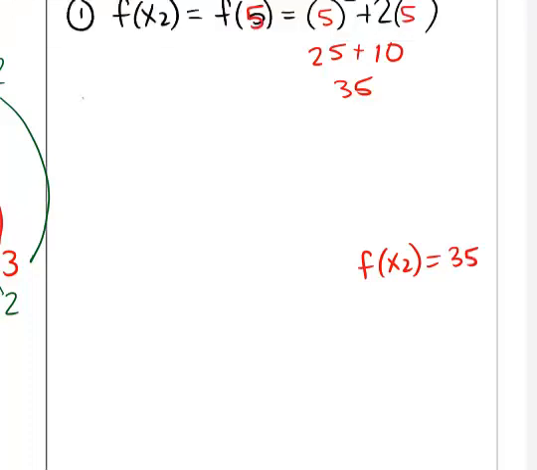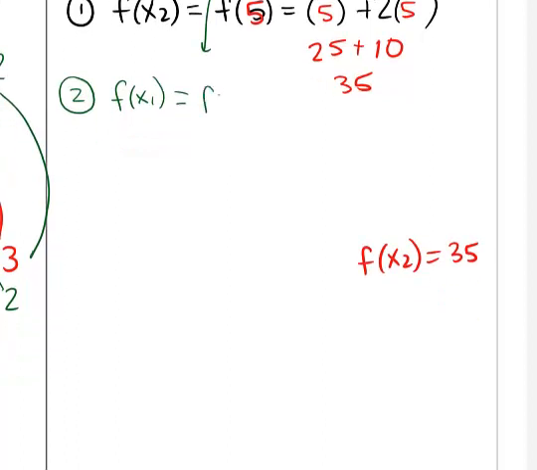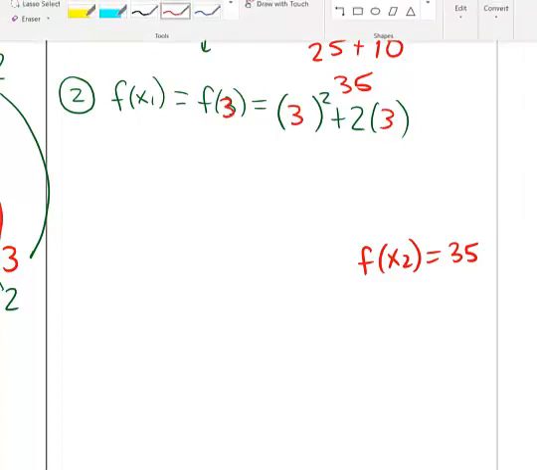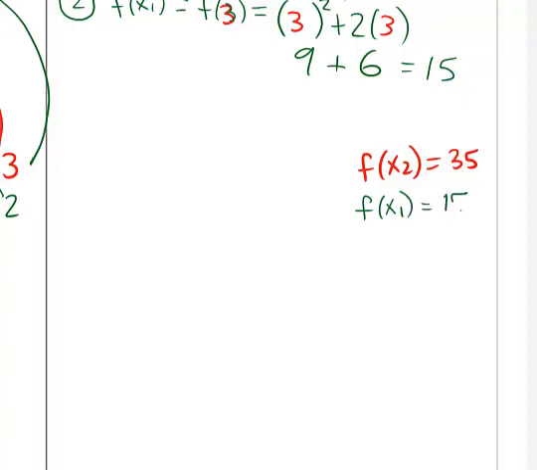And then the next thing I want to do is find f of x1, and the value of x1 they told us was 3. Okay, so I want f of 3. And the function itself is x squared plus 2x. But in this case, the x I want is 3. I'm going to put a 3 where those x's were. And I think that should do it, as long as I'm careful. This is 9 plus 6, which is 15. Looks like f of x1 is 15.